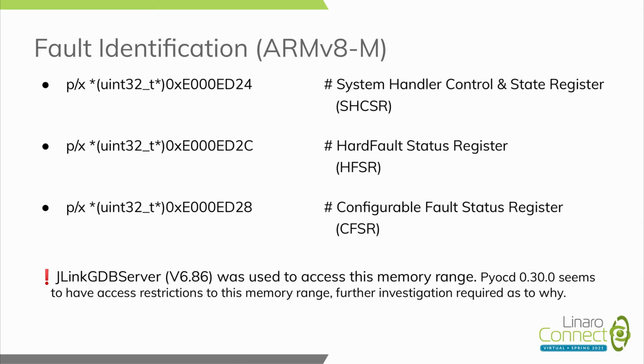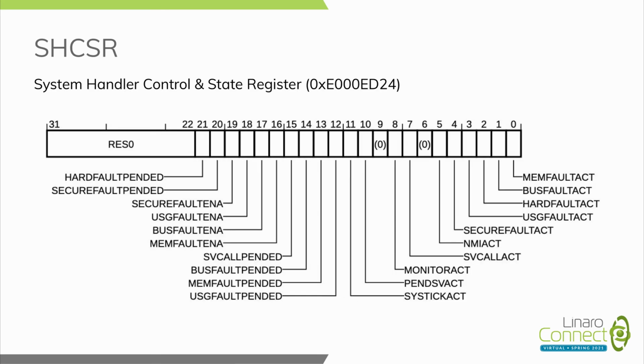Let's say it's not obvious, though, what the cause of our error is. That's where we can look at some fault identification status registers, which exist on the Cortex M. The three main ones are listed here, and they are three of the most useful ones. We should start with the system handler control and state register, and that will tell you what kind of interrupt we have: mem fault, bus fault, hard fault, or usage fault.